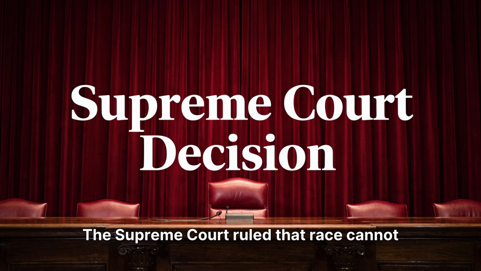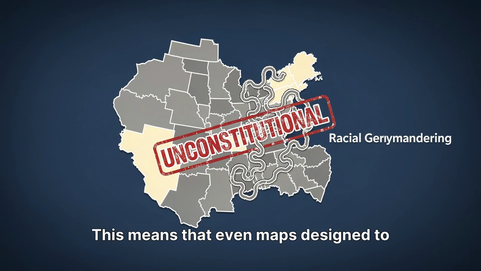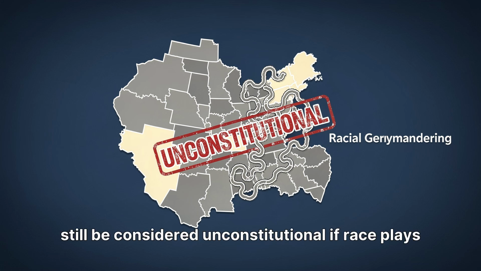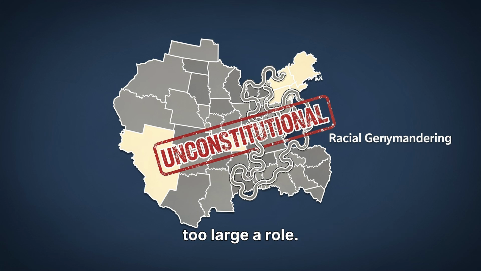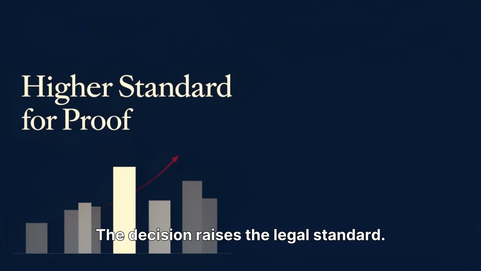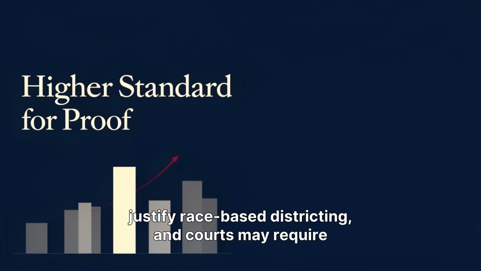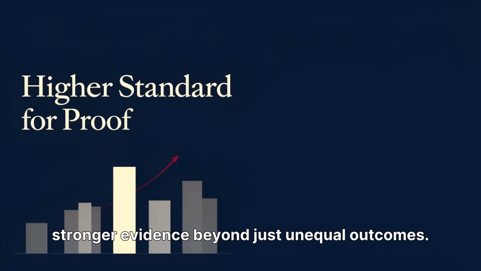The Supreme Court ruled that race cannot be the dominant factor in drawing districts unless it meets strict constitutional limits. This means that even maps designed to comply with the Voting Rights Act can still be considered unconstitutional if race plays too large a role. The decision raises the legal standard. It is now harder for states to justify race-based districting, and courts may require stronger evidence beyond just unequal outcomes.